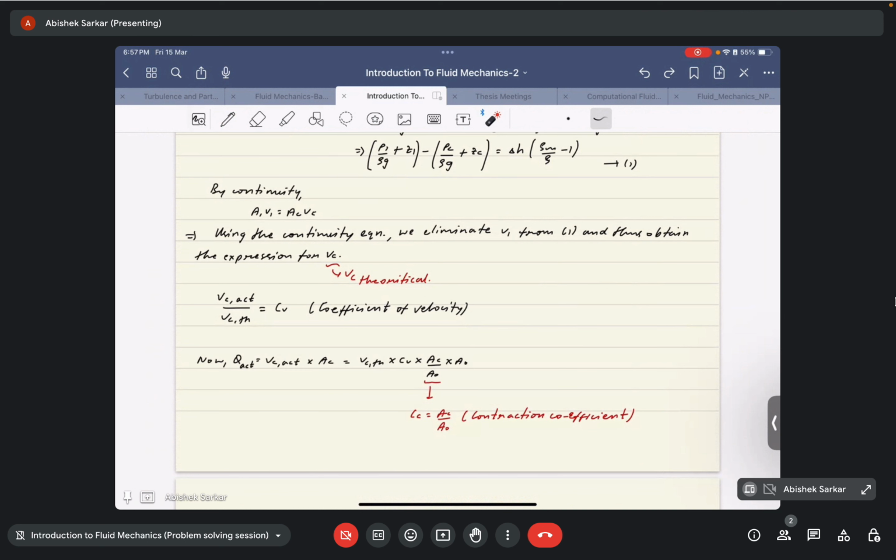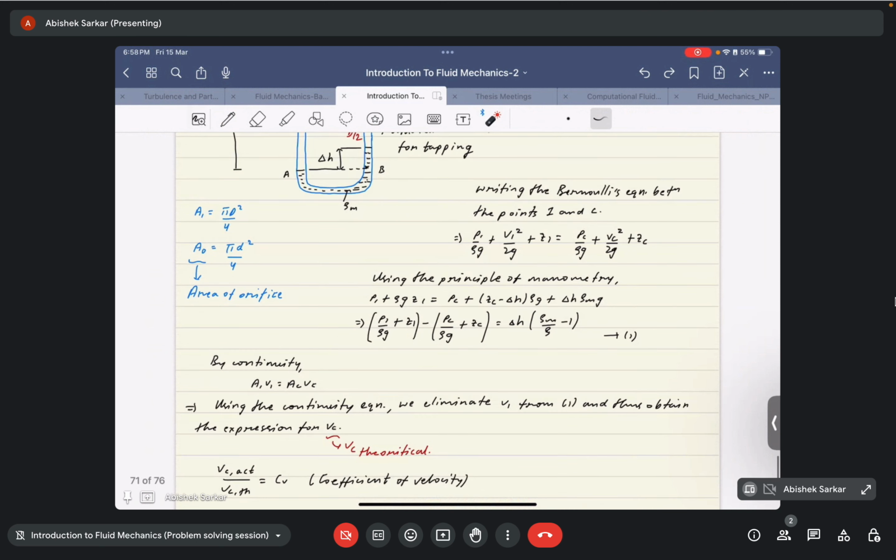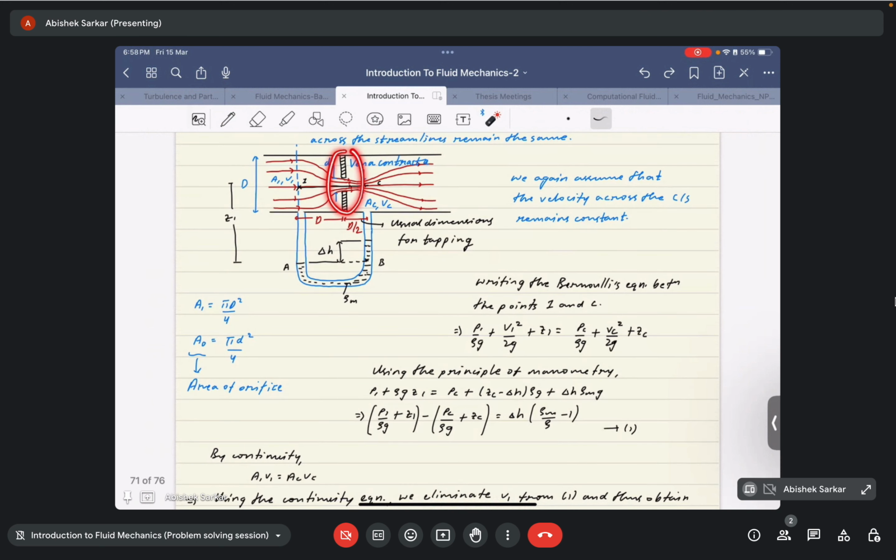Now you may ask, why are you substituting VC actual for VC theoretical? Because all the analysis that we do using Bernoulli's equation or the principle of manometry actually gives us the theoretical velocity, because we are not taking into account various actual scenarios, various physical parameters that may occur or exist in the real world, right? Say the friction, the loss because of the very existence of this orifice at the duct.